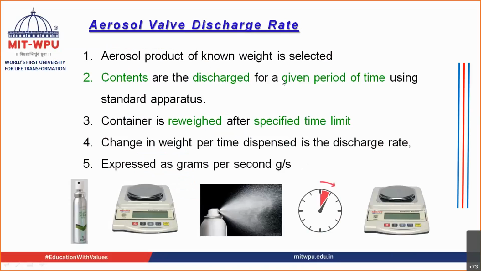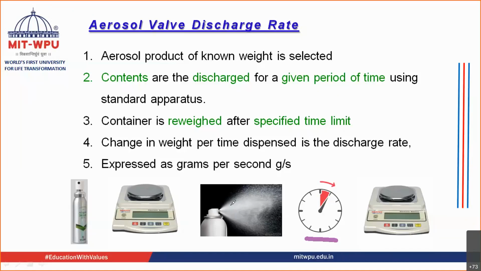Going to the first one, that is the aerosol valve discharge rate. Okay, in this test what you are going to do is you are going to take the aerosol container, and first you are going to weigh it. So this aerosol container, you find out the weight of it. After finding out the weight of the container, the contents of the aerosol are discharged for a fixed period of time. So you spray the contents, you press the actuator for a fixed period of time.